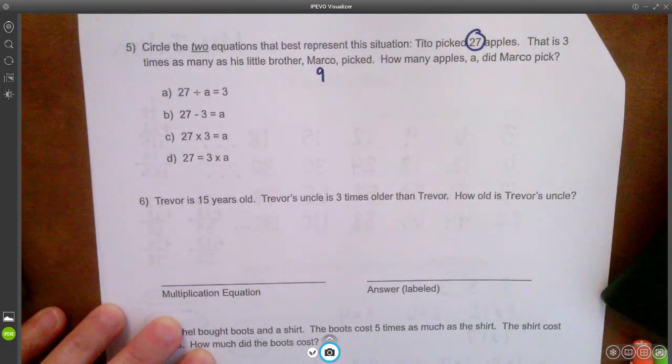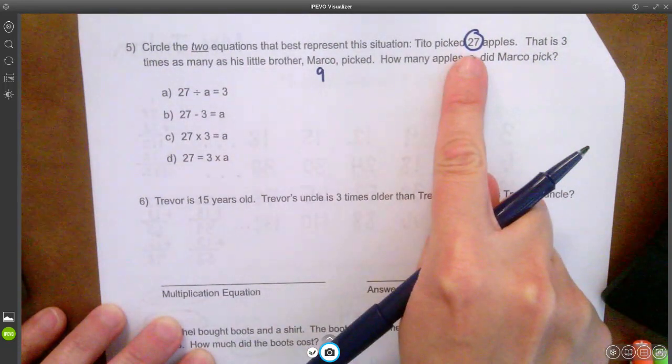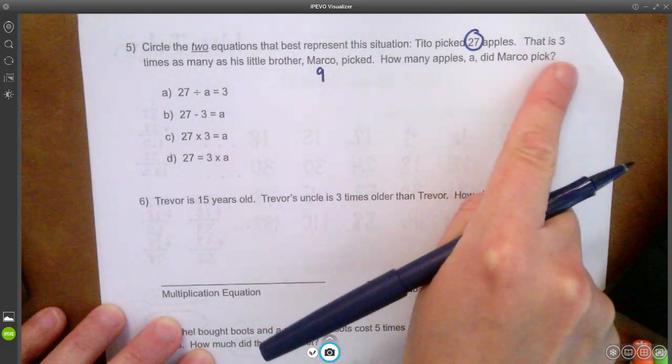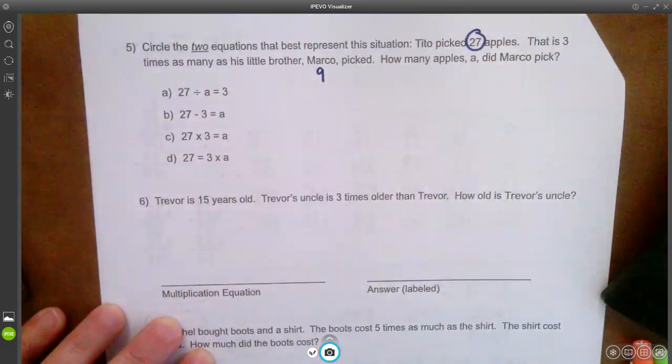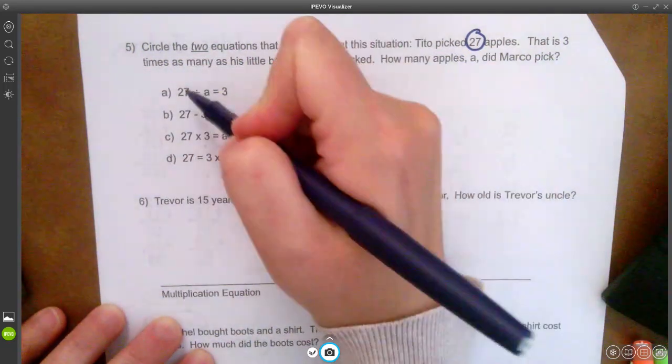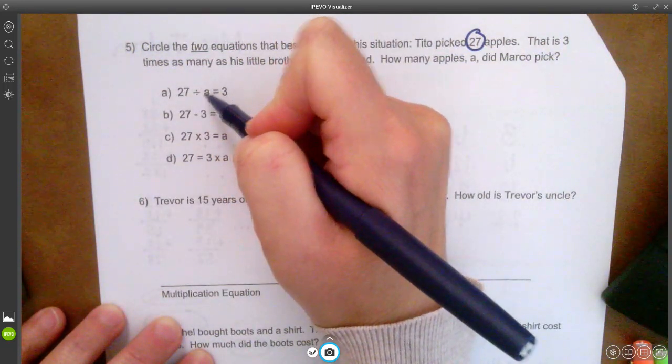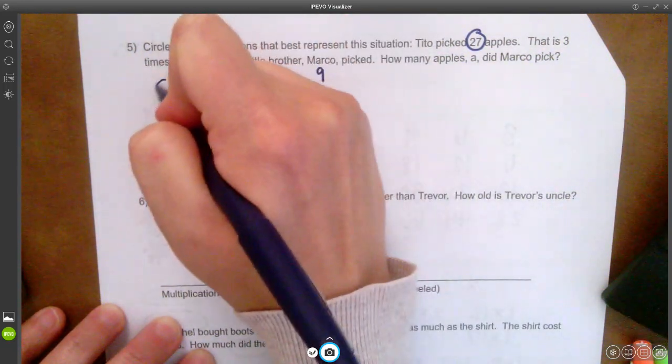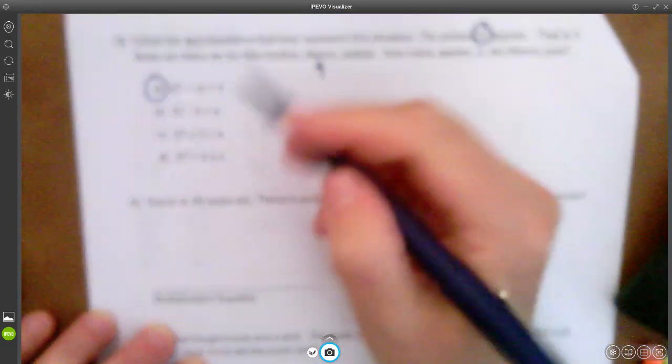So make sure you read that correctly. Tito picked the most because that is 27. That is 3 times more than his little brother only picked 9. So I'm looking for 2 equations that will give me an answer of 9. Okay, so look at that variable. And if 9 works in place of that variable, that equation will work. All right, is 27 divided by 9 3? Yes, it is.